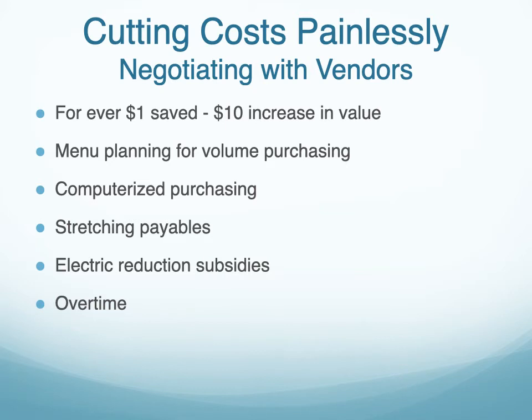Smart menu planning for volume purchasing can allow you to save anywhere from 10 to 15% on your food cost by purchasing case lots and things that are on sale and things that are in season, such as vegetables and fruits. Some food vendors have computerized purchasing that enables you to input a maximum budget allowance and then automatically deducts each purchase item from the budget allowance so the manager can see where they are on an ongoing basis.